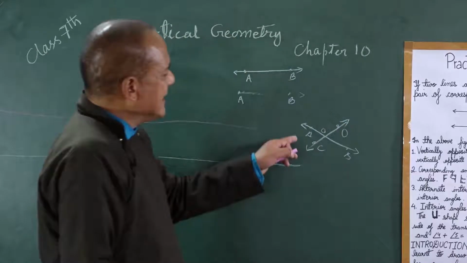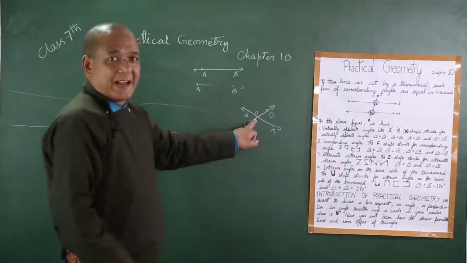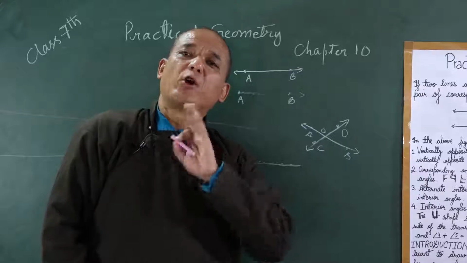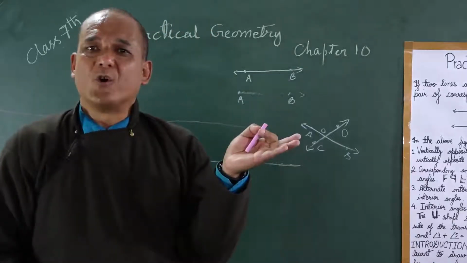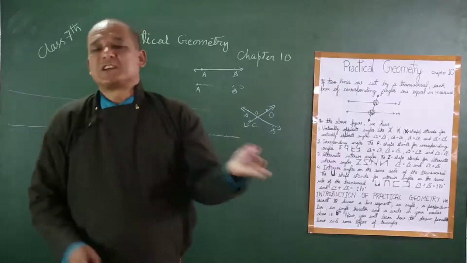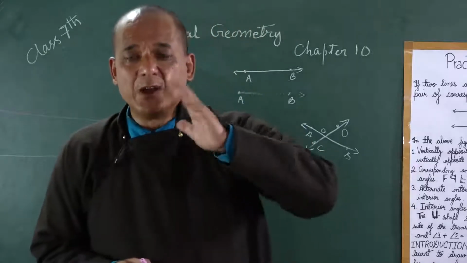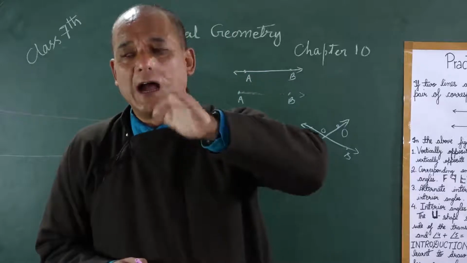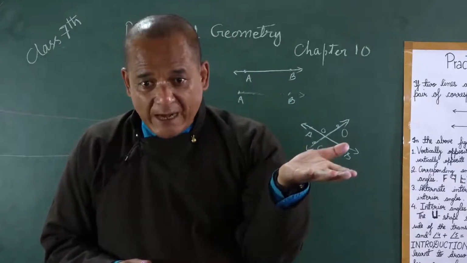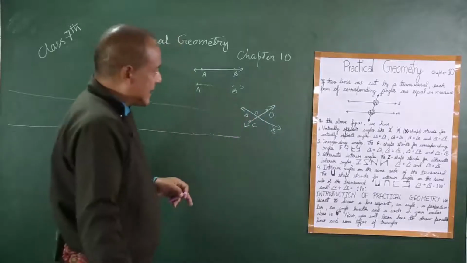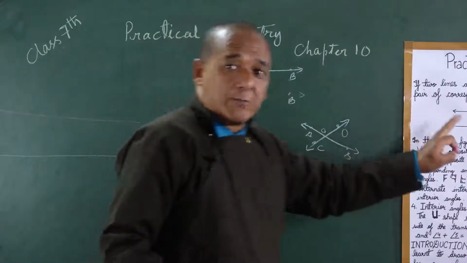So these two lines, AB and CD, intersect each other at point O. This is when we are talking about non-parallel lines, or lines which are not parallel to each other. In this chapter we will learn about lines which are not parallel and lines which are parallel. Now we are trying to understand parallel lines only.